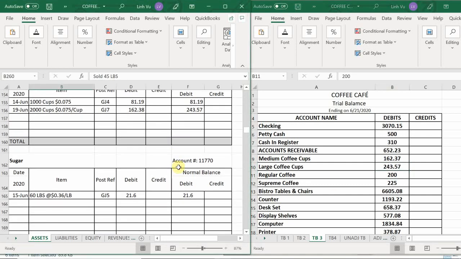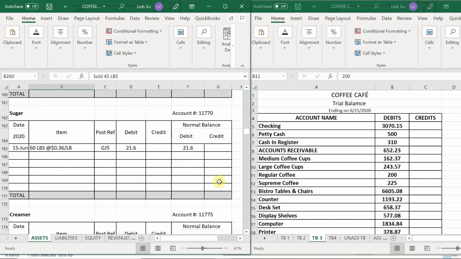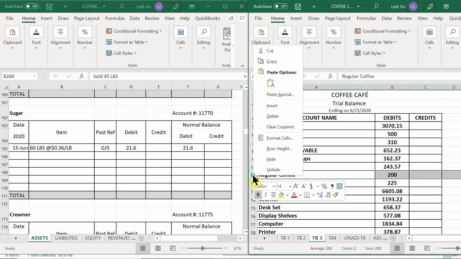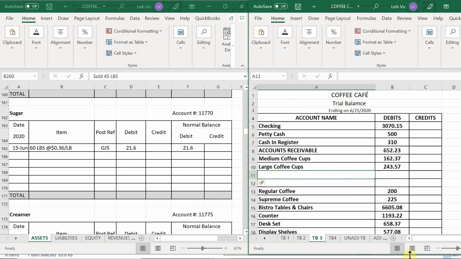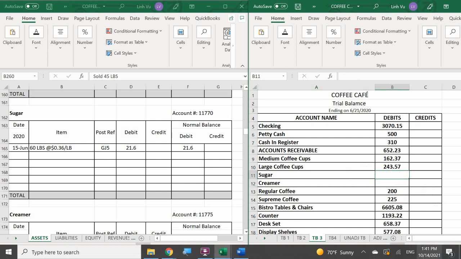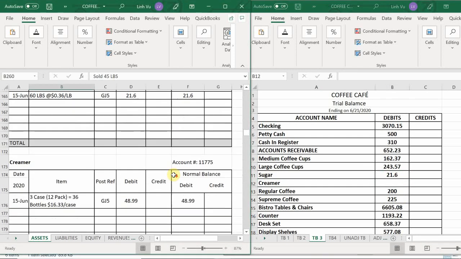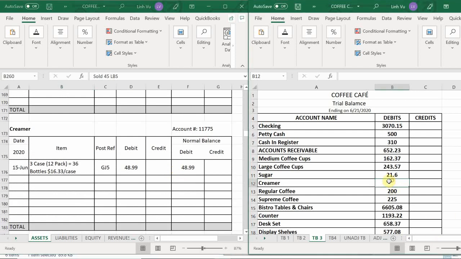And now I have 2 extra things in here, right? I have sugar and I have creamer. So I have to insert more in here. I'm going to go ahead and click on 11 here. Right click, insert. Right click, insert. Okay, so I have sugar and I have creamer. How much is the value of my sugar? $21.60. Okay. What about the value of my creamer? 48 and 99 cents. Okay.